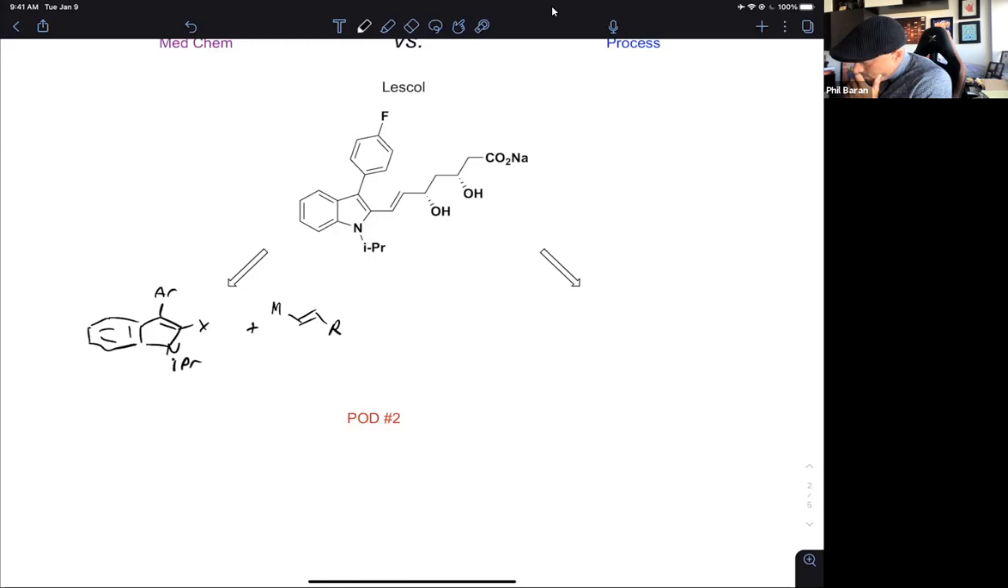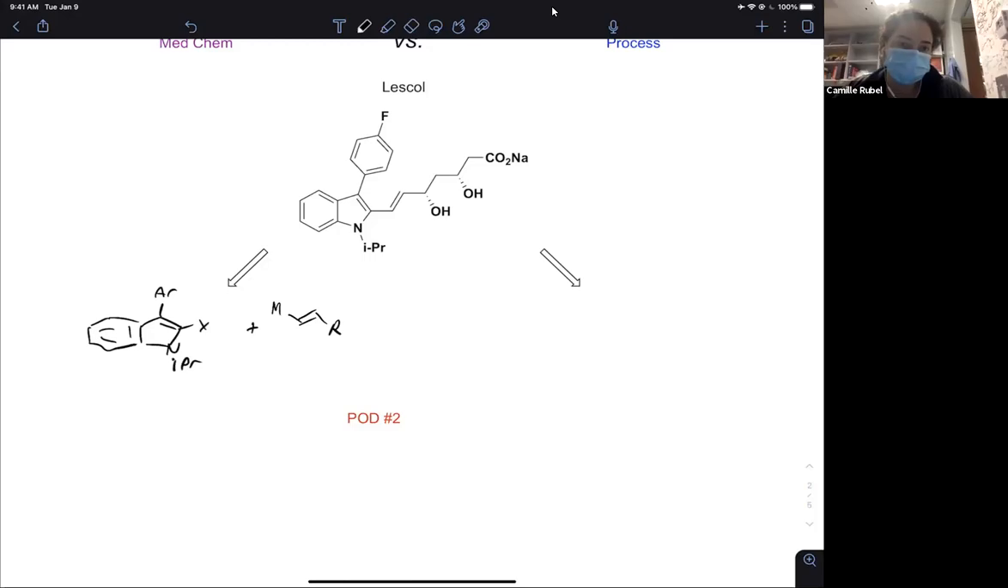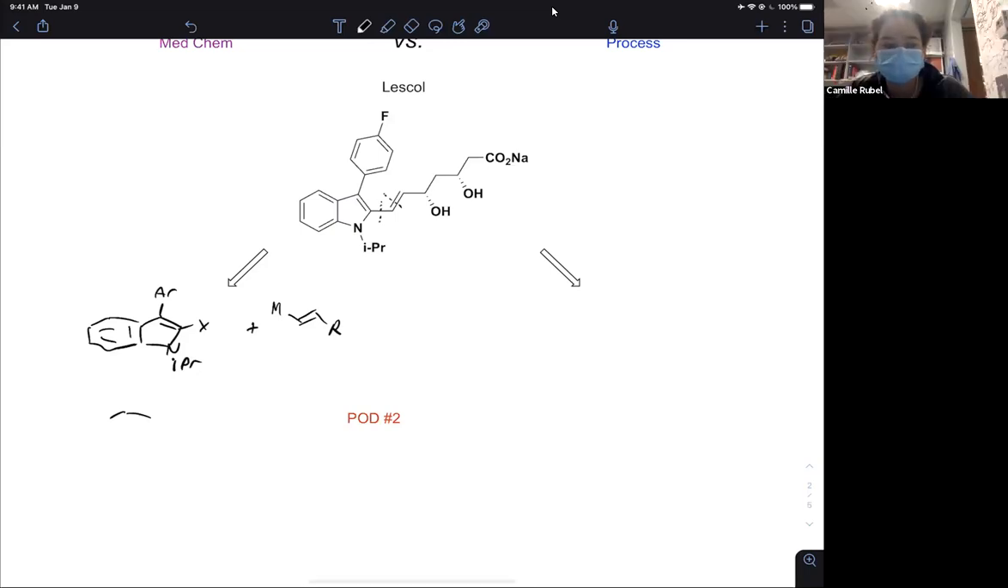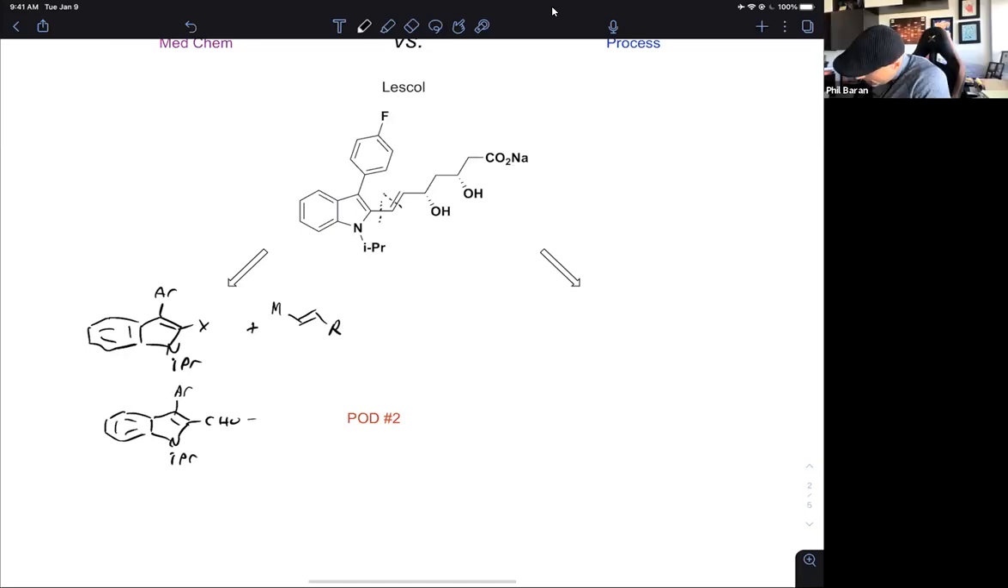Is there another possible way of getting to this? As a medicinal chemist, you know, you might look at this olefin. You decided to disconnect here, but you might also imagine disconnecting here as a medicinal chemist. And this can come back from the corresponding ester by a simple reduction.